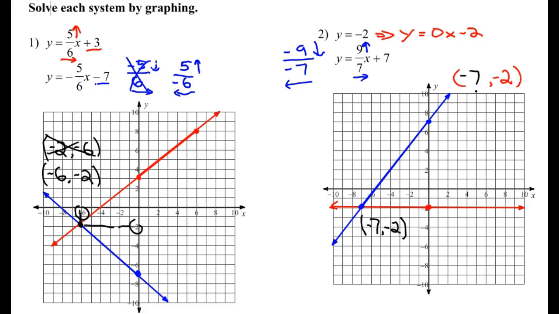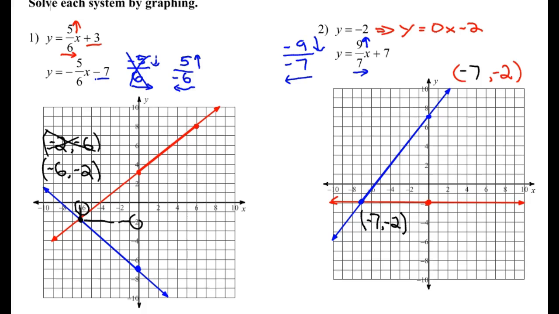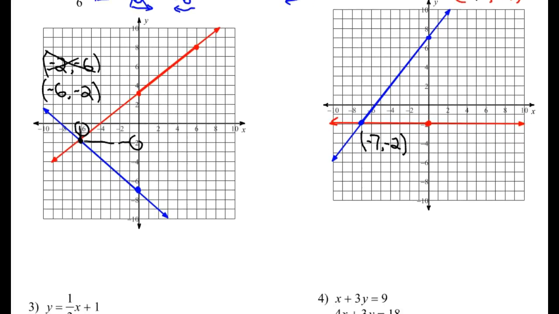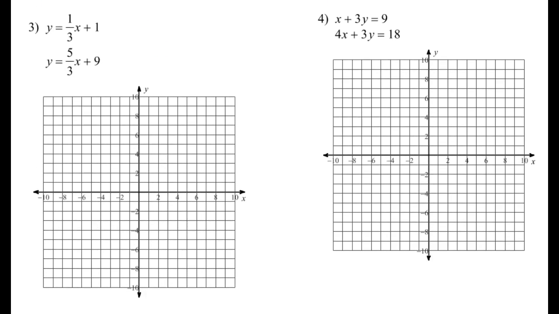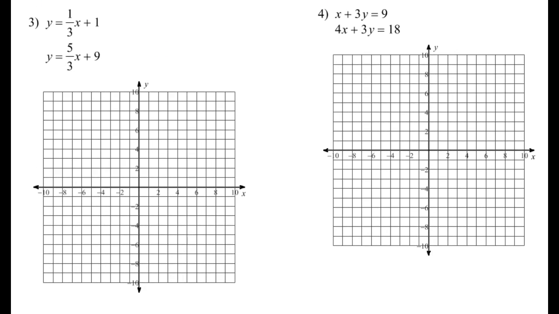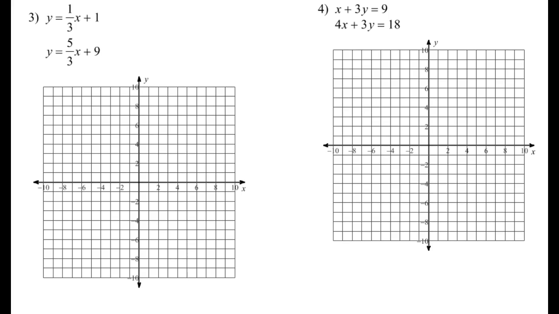Pay attention to detail. That's where all the attention and effort should go to. We know how to graph, we know slope, we know y-intercept. So focus on details so we're not making any small mistakes. Try number 3. I'm going to check on it. Take a look. Start at 1.